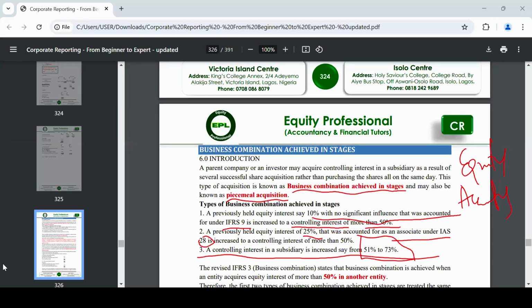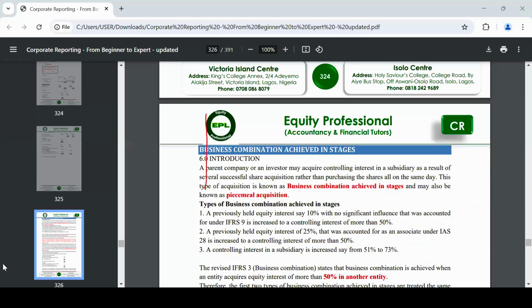Now, what does IFRS 3 say about this condition? We're going to do it together. I want you to pay attention every step of the way so that nothing is confusing to you when we start to solve questions. Okay?